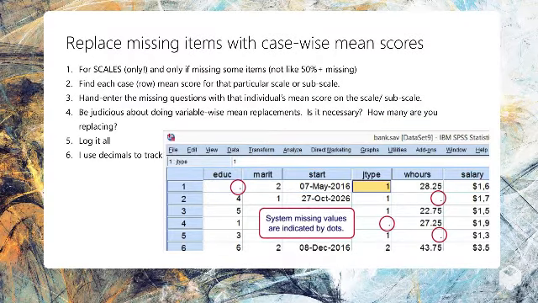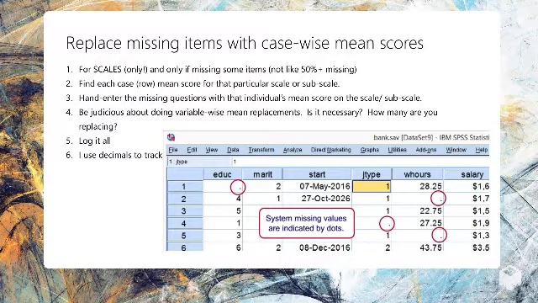The next step is to replace missing items with case-wise mean scores. This is just really for scales. If you have missing education, which is a single question, you can't really get a case-wise mean score for that, unless you had a bunch of questions on education. I don't know how you would possibly do that. But for something like demographics, you're just stuck. You can't replace a missing item with a case-wise mean score there.